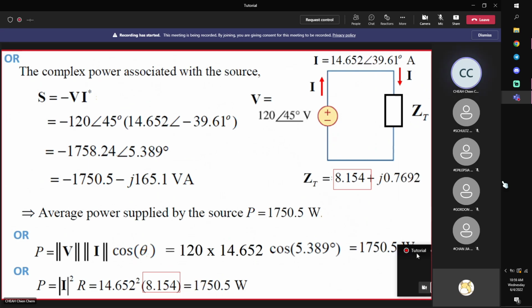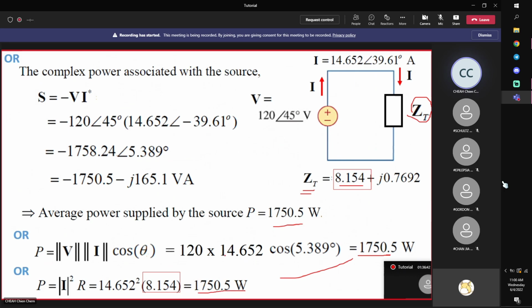Just to show you the other way, to understand the real meaning of average power, you can also use I squared R. I is the current flowing through your load, and R is the resistive part of your load. Only the resistive part consumes real power. So I squared R, you check it, it's still the same. So all of these have the same value.